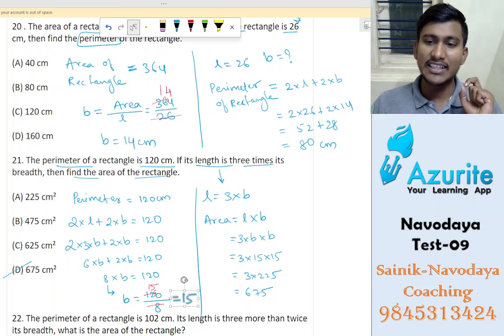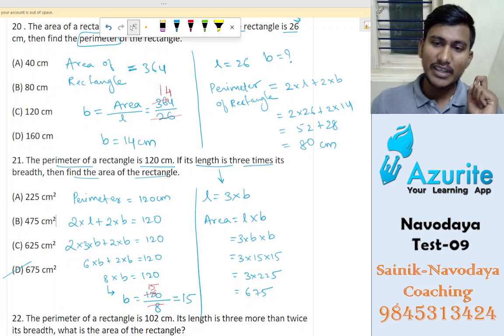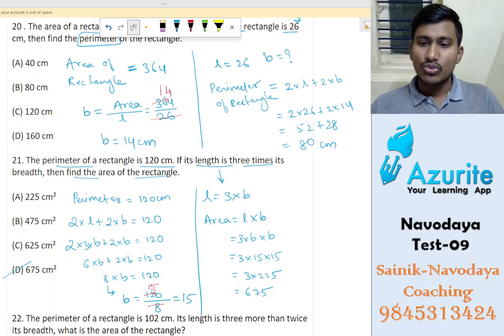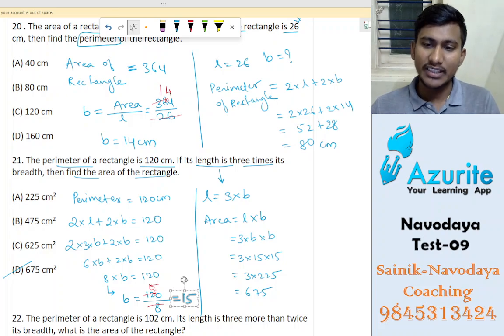Now length is 3 times breadth. You can write that or directly take it. So area is length into breadth. Here length is 3 times breadth, and into breadth, the same thing you have to write. Breadth is how much we found out now? 15. In the place of b, write 15. So 3 into 15 into 15.